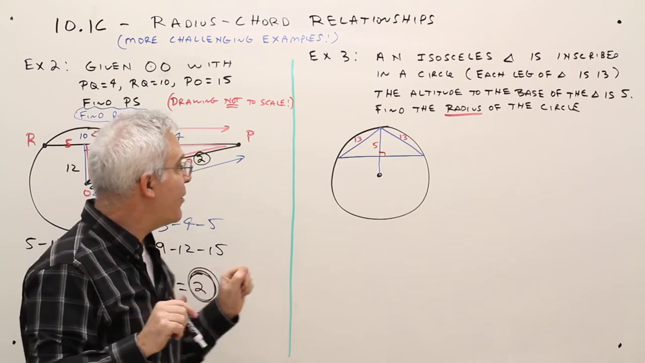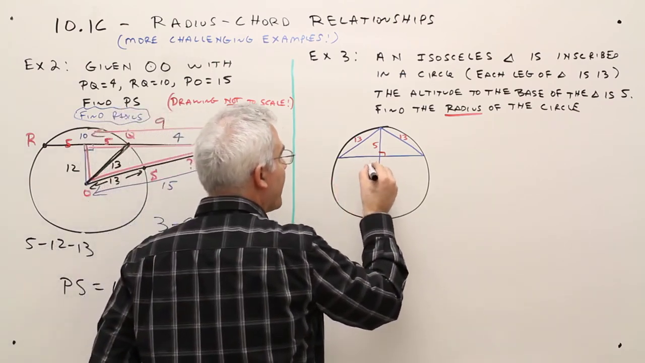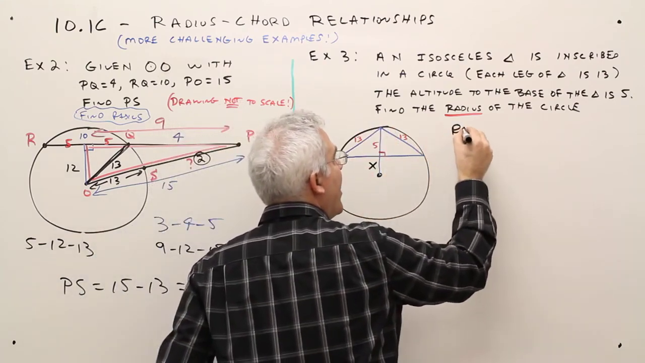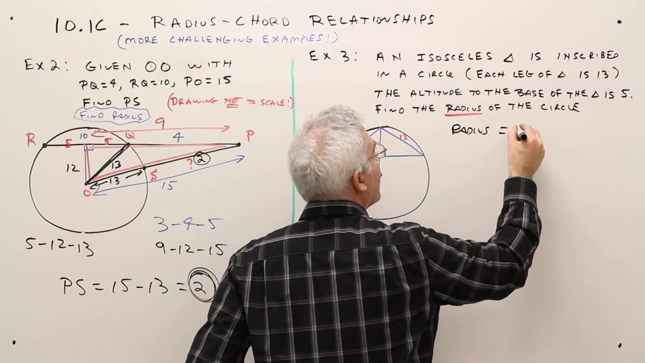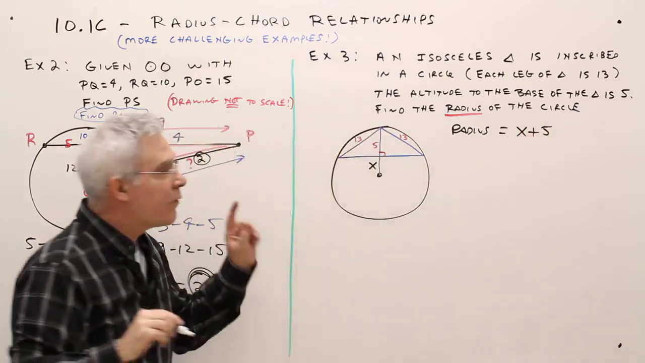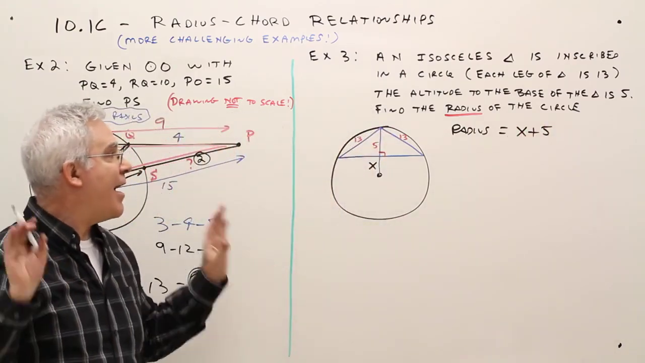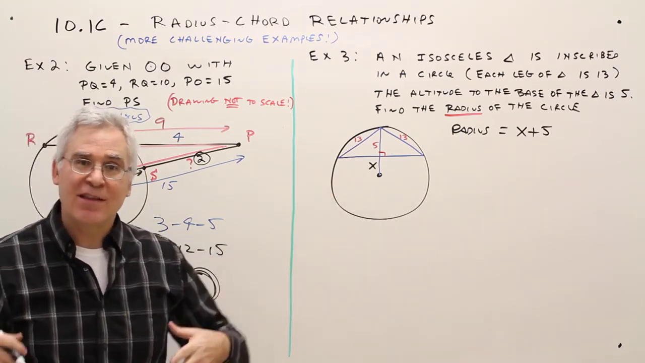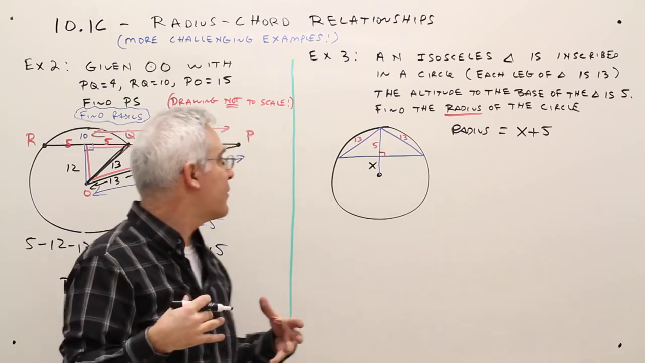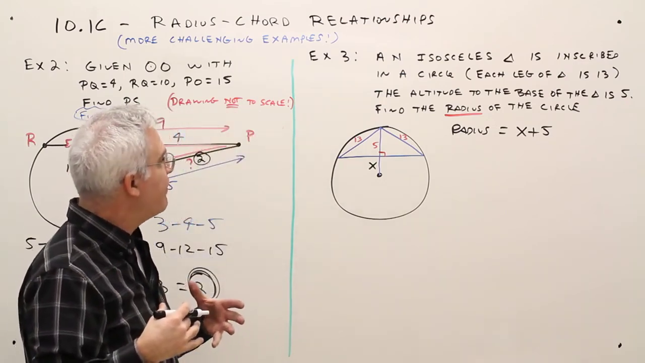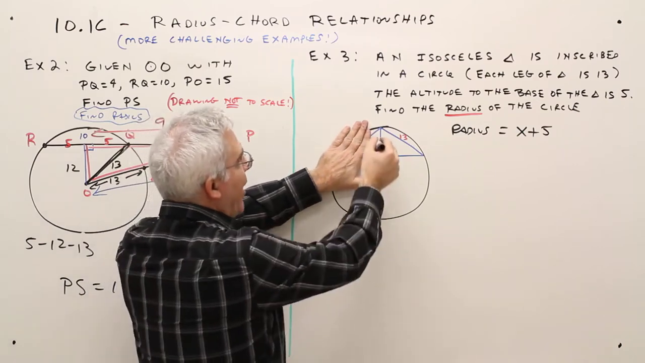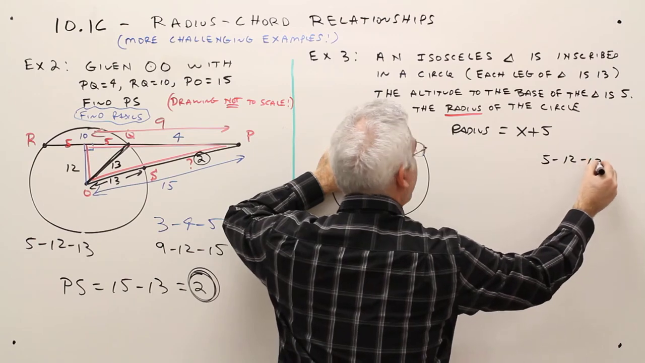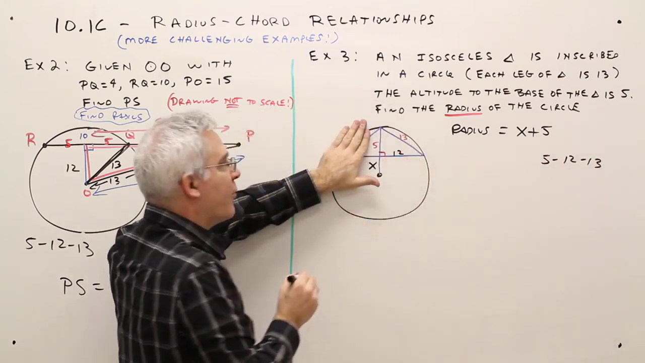Okay, what I'm going to do here is call this x, and if I do that, just so you know, the radius equals x plus 5. So once I find x, I've got the radius. It's just x plus 5. So now my end game is somehow to find x. Let's just talk about this right triangle here. Again, I'm familiar with a 5, 12, 13, so this would be 12 right there.